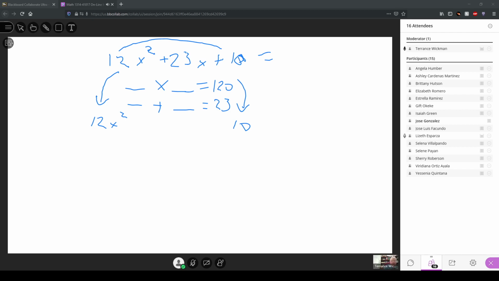No. Two numbers that multiply together equal 120 and add up to 23. Anybody? 60 times 2? No, I think it's 8 times 15. So same two numbers add up to 23.